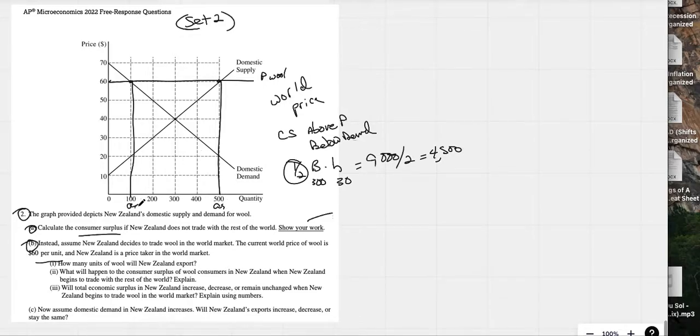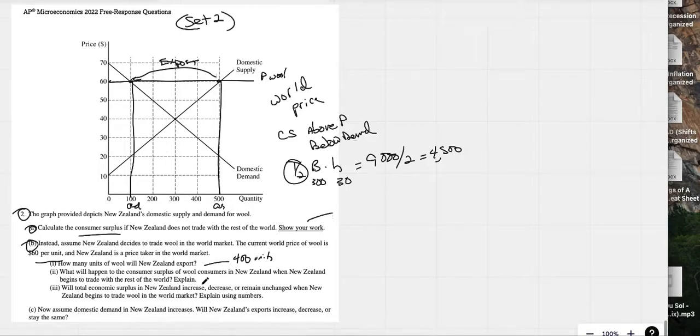This is the quantity demanded domestically. Our domestic consumers would only want 100 units of this, but all of this area from here to here, that's all exports. We're going to export that out of the country because people are willing to pay for it. So it's the difference between 500 and 100. They're going to export 400 units of wool.